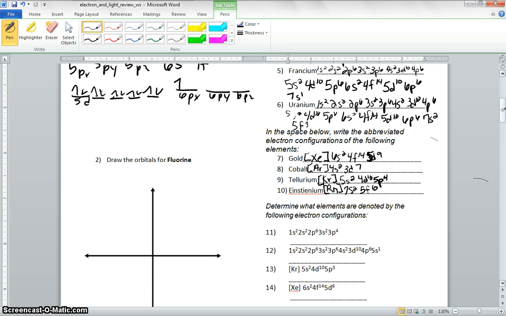Next part, it says determine what elements are denoted by the following electron configurations. So, easiest thing to do is look at the last element. We know what's going to be in the third row in the P block, and we can count that. We know that has 4 electrons. So if you go to the third row, P block, 1, 2, 3, 4, it is sulfur.